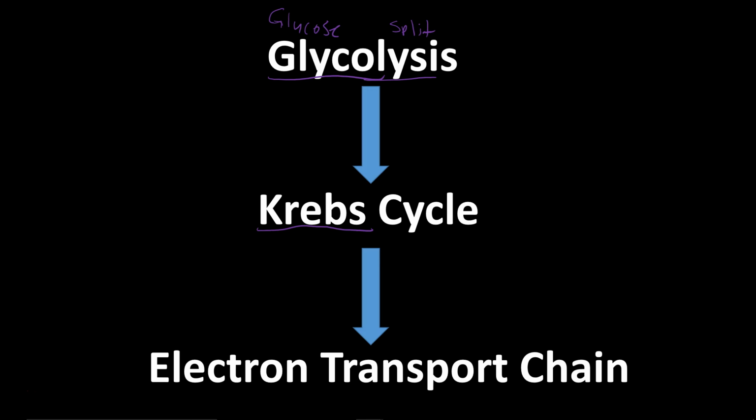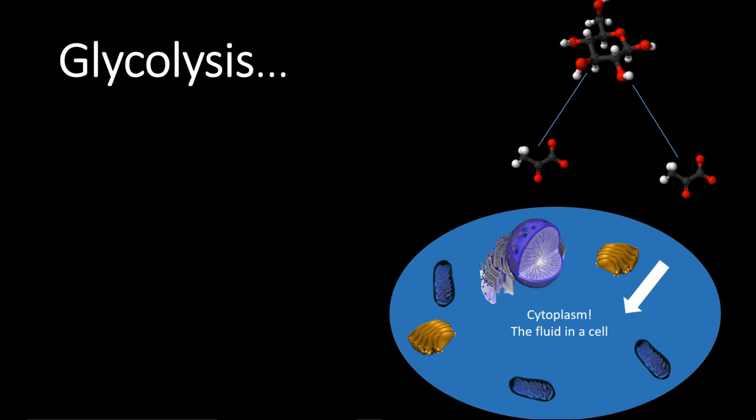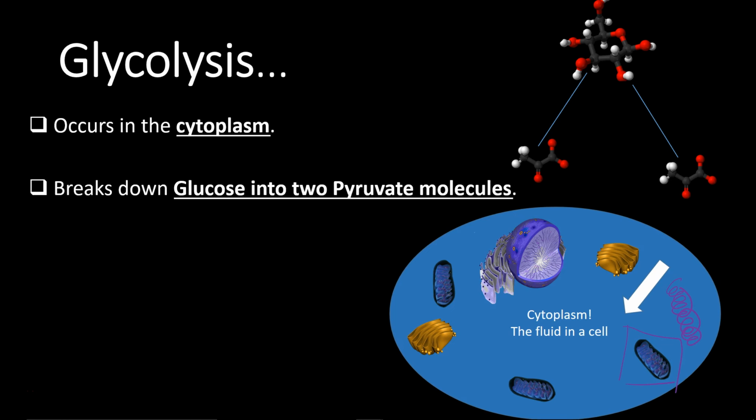So let's go ahead and take a look at each of these steps a little bit closer. Glycolysis occurs in the cytoplasm. So if we're looking at a cell, it's occurring in this jelly substance. We're not using the mitochondria, not yet. Glycolysis occurs in the cytoplasm. Now, what's going to happen? Glycolysis is going to take glucose. We'll say this is my glucose molecule, and it's going to split it into two 3-carbon molecules called pyruvate.